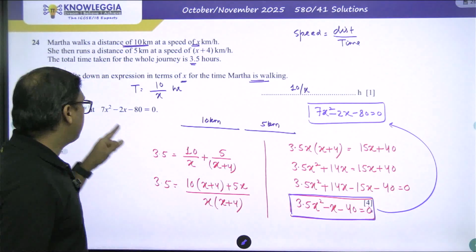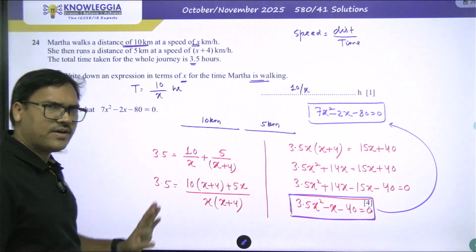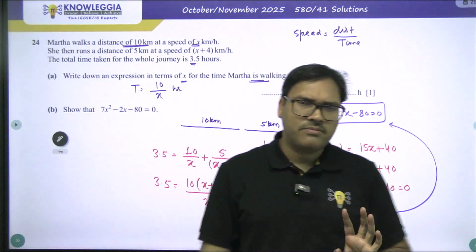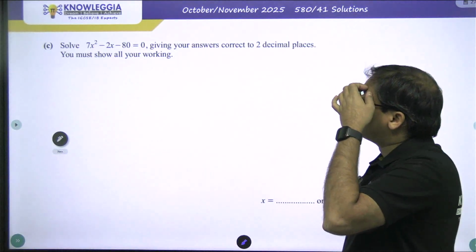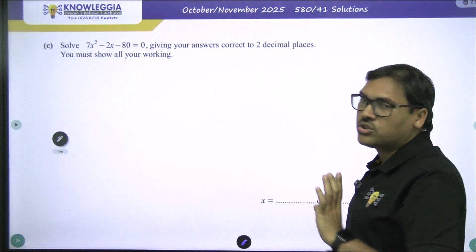So this is the expression which you have to show. I hope this is clear. This is again a very standard question. Many times this question has been asked in your exams. Now solve this equation to correct decimal place. You must show all your working.